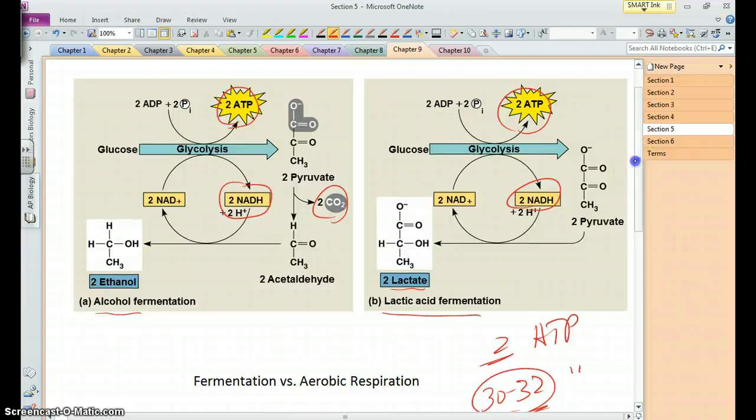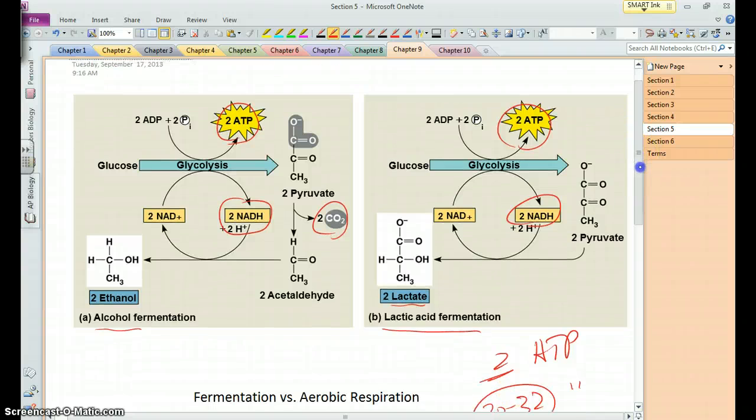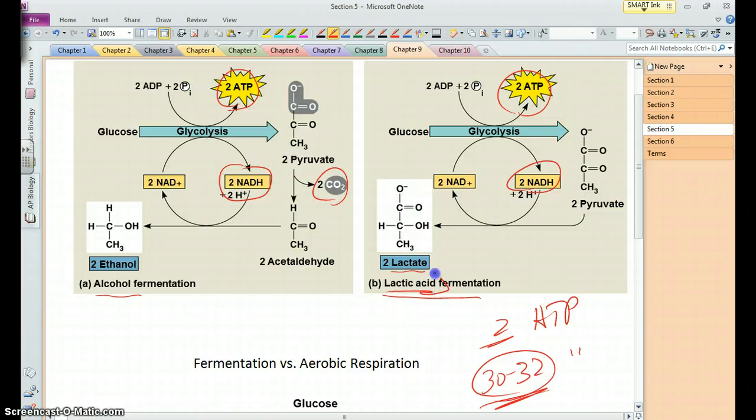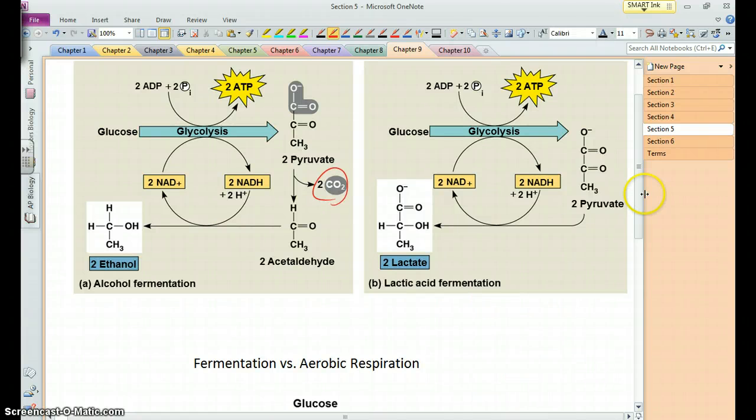Now, as you perhaps are aware, there are times when we do lactic acid fermentation in our muscles when we're exercising quite vigorously and we get an oxygen debt. So there's not enough oxygen for aerobic respiration to go, so our muscles switch to anaerobic or lactic acid fermentation. That buildup is apparently what can cause some muscle cramps, which is sort of a signal to you to take it easy.